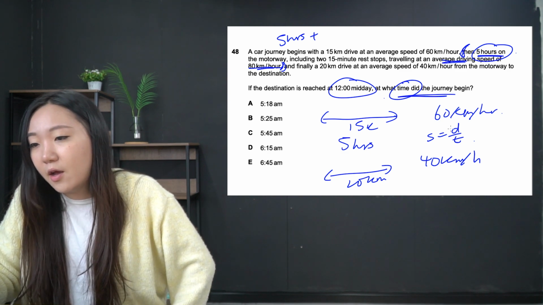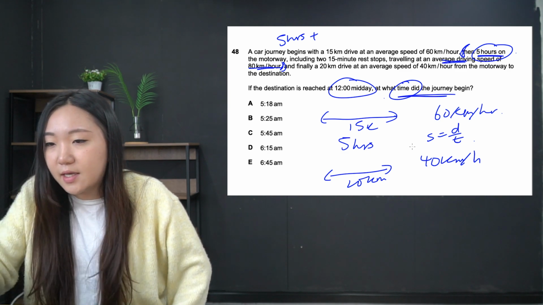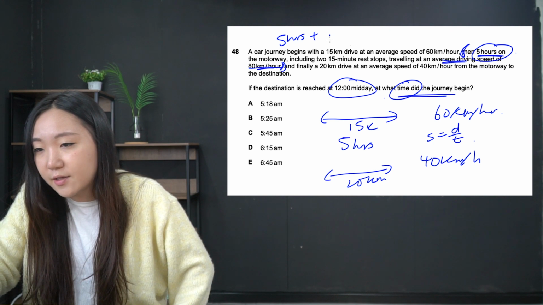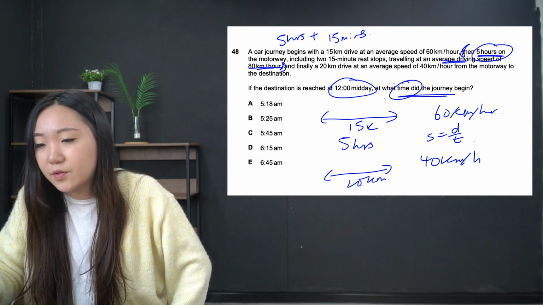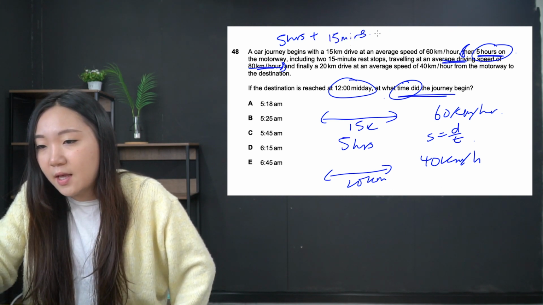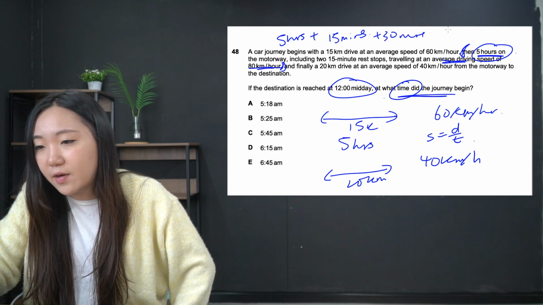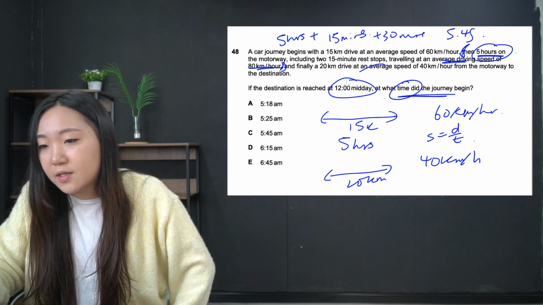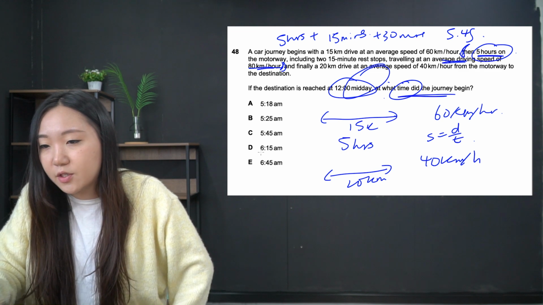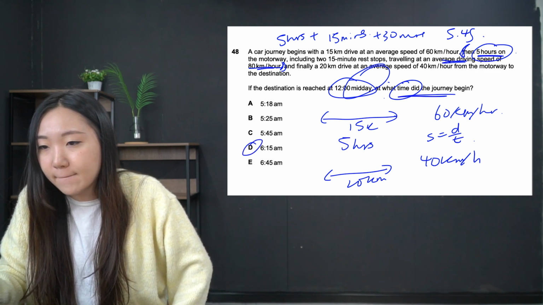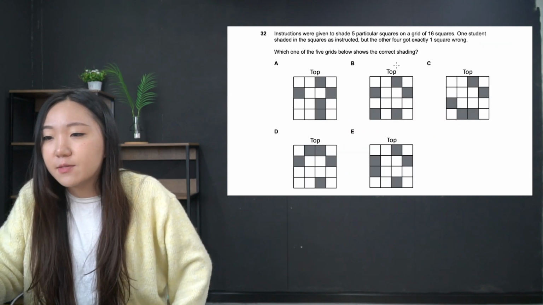So 15 over 60, so it's obviously going to take us 15 minutes to do that first leg. And then it's 20 kilometres at 40, so it's going to take us 30 minutes. Add it all up to give 5 hours 45, take it away from 12, so 6:15 should be the answer.